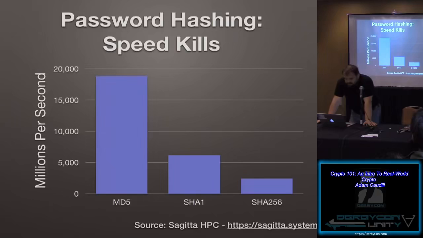A friend of mine runs a company that builds password cracking rigs. If you look at this chart, this is based off of a single GPU system that he recently built. If you note the scale, millions per second. For something like MD5, modern GPUs can just absolutely destroy it.